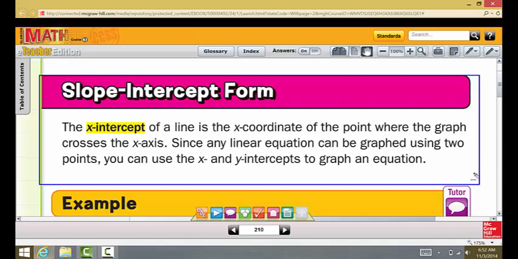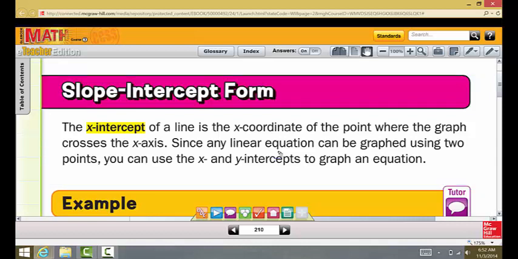The x-intercept of a line is the x-coordinate of the point where the graph crosses the axis. Since any linear equation can be graphed using 2 points, you can use the x and the y-intercepts to graph an equation. Let's take a look at a little bit at what that might mean.